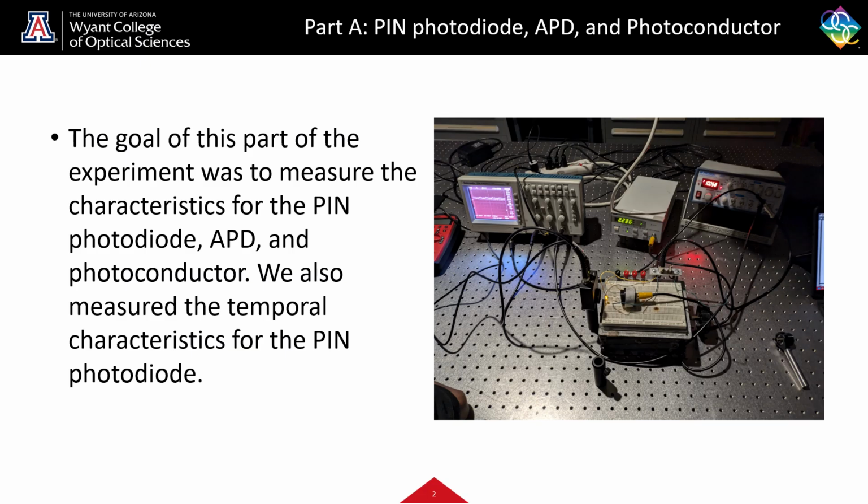This is part A. The goal of this part of the experiment was to measure the characteristics for the PIN photodiode, APD, and the photoconductor. And then we also measured the temporal characteristics for the PIN photodiode.